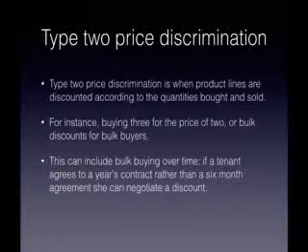Type 2 discrimination, on the other hand, is when product lines are discounted according to the quantities bought and sold. For instance, buying 3 for the price of 2 or bulk discounts for bulk buyers. Now, however, I would also add to the general format which is given in textbooks that this can also include bulk buying over time. For example, if a tenant agrees to a year's contract in a commercial or residential property rather than a 6-month agreement, she can negotiate a discount. I'll pay you $450 a month instead of $480 for a 6-month agreement, and often landlords are quite happy to accept that. Again, it's up for a little bit of one-to-one discrimination, isn't it?